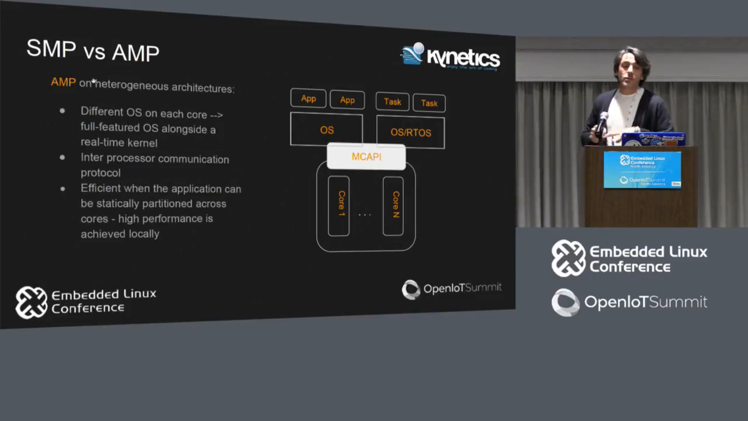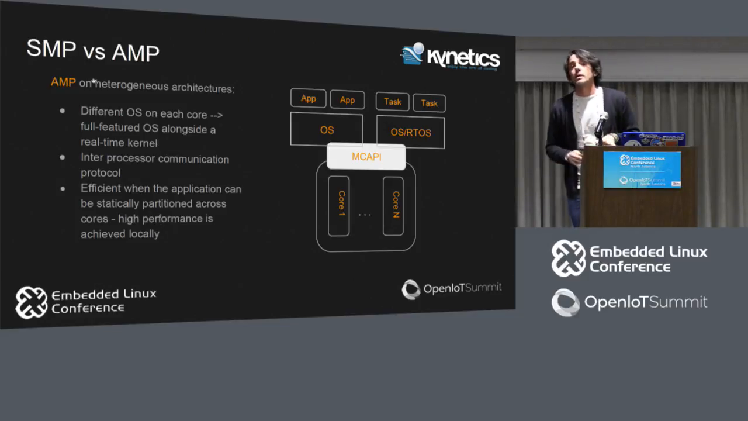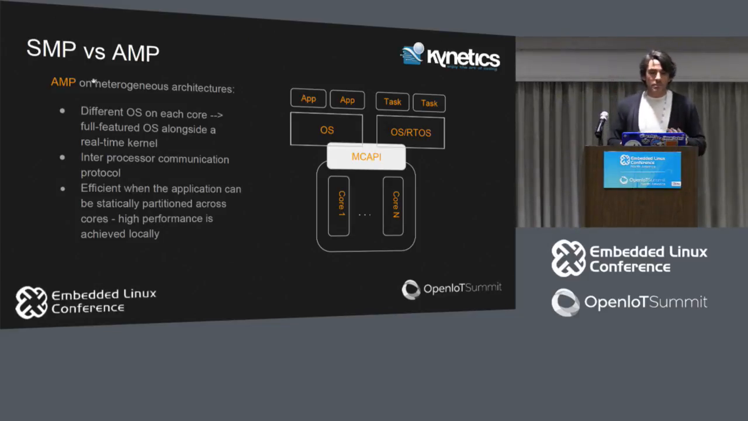Different things happen if you have an asymmetrical architecture. Asymmetrical means that you have different OSs that run on different cores.